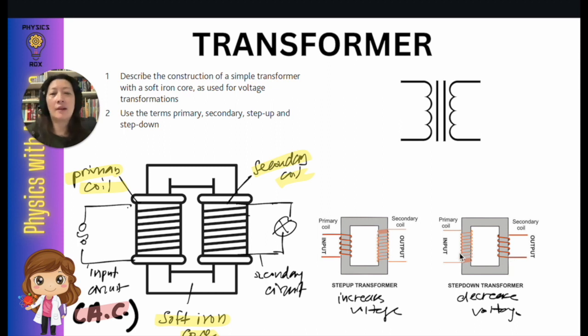So how you remember all this is very logical. Just remember the transformer is used to transform the voltage, not the current, because current will be opposite. Higher voltage, lower current, lower voltage, higher current. So it can get very confusing. So focus on the transformation of voltage. Step up increases voltage, so more loops on the secondary coil. Step down decreases the voltage, therefore the number of loops on secondary will be lesser.